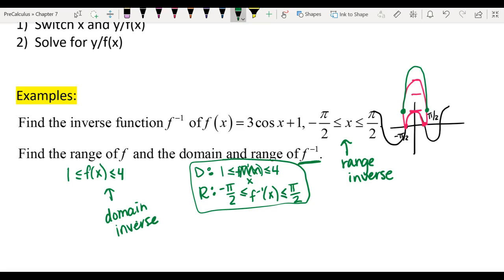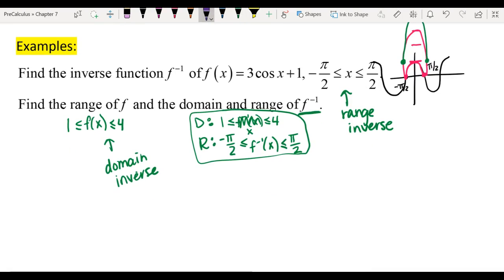So now we need to find the inverse function. Inverse means you're going to switch your x and your y. This is technically y, correct? So if we switch x and y, we get x equals 3 cosine of y plus 1.